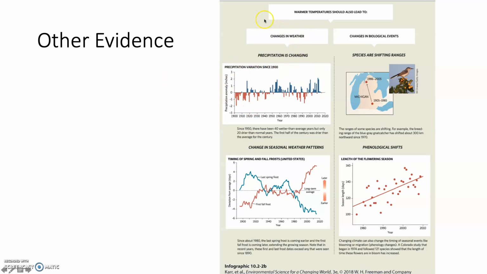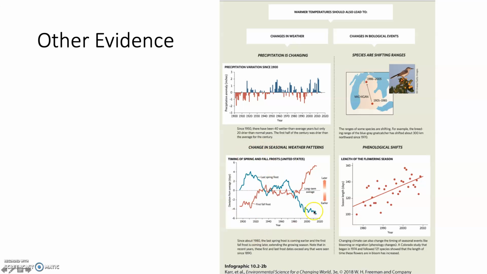There's other evidence of climate change going on as well. Other evidence can include changes in weather. So precipitation is changing. This is looking at precipitation variation since 1990, looking at anomalies, right? So we've had 40 wetter than average years, but only 20 drier than normal years. And then the first half of the century was drier than the average for the century. And I'm not sure, but this is probably the United States in general, not global.